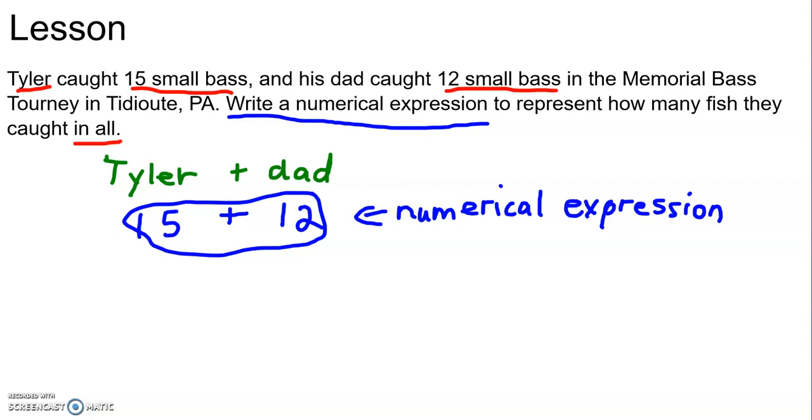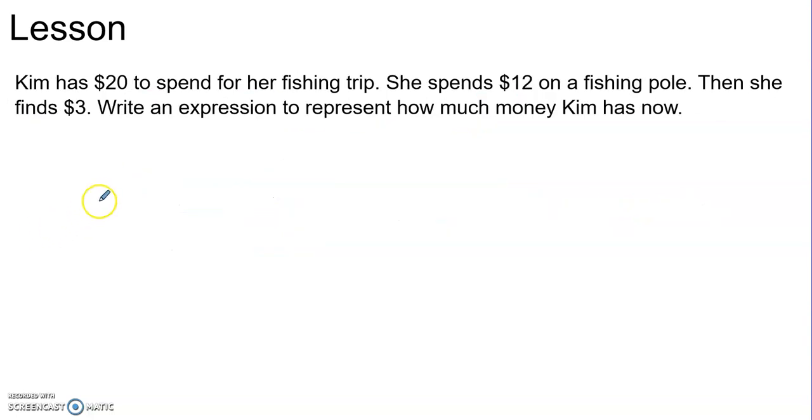Now that I have this example down, let's look at another one. So here it says Kim has $20 to spend for her fishing trip. She spends $12 on a fishing pole. Then she finds $3. Write an expression to represent how much money Kim has now. So I look at it and I go, she has $20. That's what she has to begin with. She spends $12. And then she finds $3. That's the important information of the data that I need for my question.